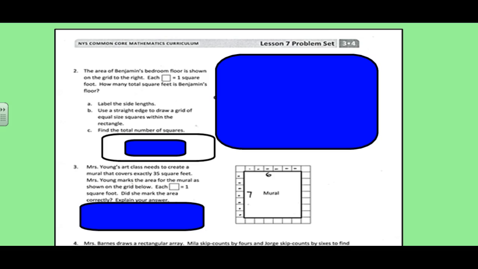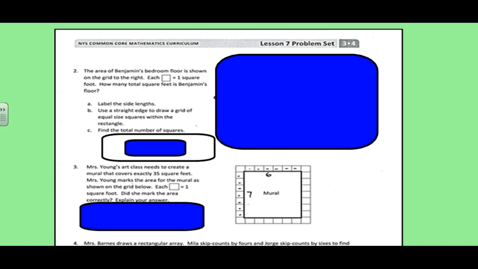Okay, you need to be on the back side of the problem set. Number 2 says the area of Benjamin's bedroom floor is shown on the grid to the right. Each square equals 1 square foot. How many total square feet is Benjamin's floor? I have mine covered up because A, B, and C tell you to do something.